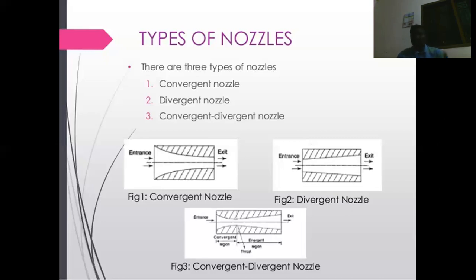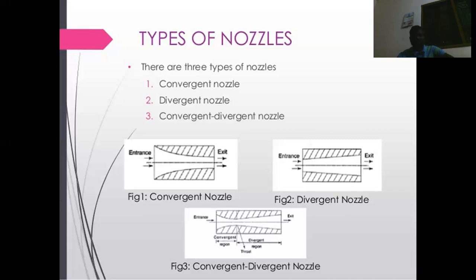Before going to see the functioning of the nozzle, I would like to discuss the types of nozzles. There are three main types of nozzles in technical use: convergent nozzle, divergent nozzle, and convergent-divergent nozzle. In this slide, we are getting the three images of the nozzles. Figure one shows the convergent nozzle.